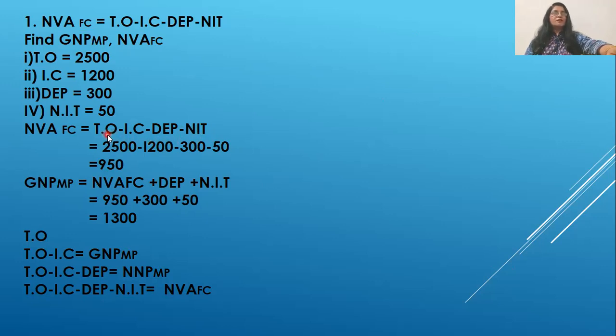So what we have to do? Total output minus intermediate consumption minus depreciation minus net indirect.